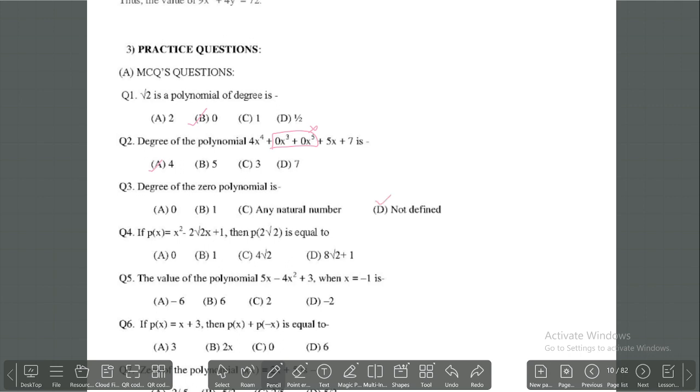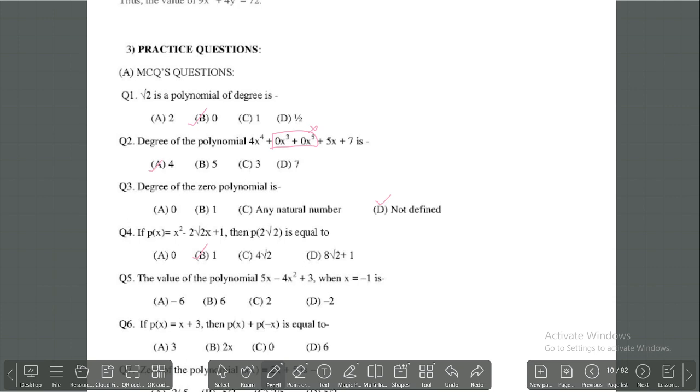The degree of 0 polynomial is not defined. P of x value, P of 2 root 2 is given. When substitute, we will get an answer of, anybody? This is 8. Again 8. That answer is 1. 8 minus 8, 0 plus 1, 1.